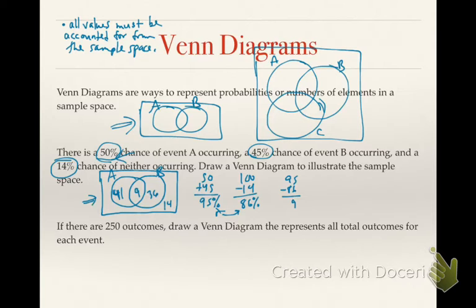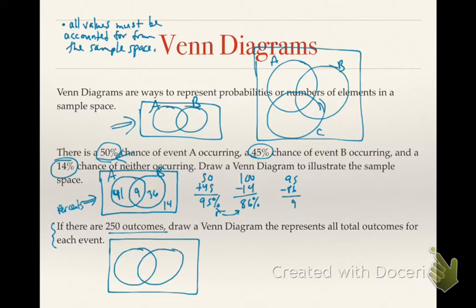Now this is in percents. Okay, so if you have a total number of outcomes, for instance, if there are 250 outcomes, I can fill this diagram out in terms of the number of events. Make it a little bit larger because now we're dealing with 250 things. Event A and event B. To do that, all I have to do is multiply 250 by the percent. So 41% of 250, 9% of 250, 36% of 250, and 14% of 250.